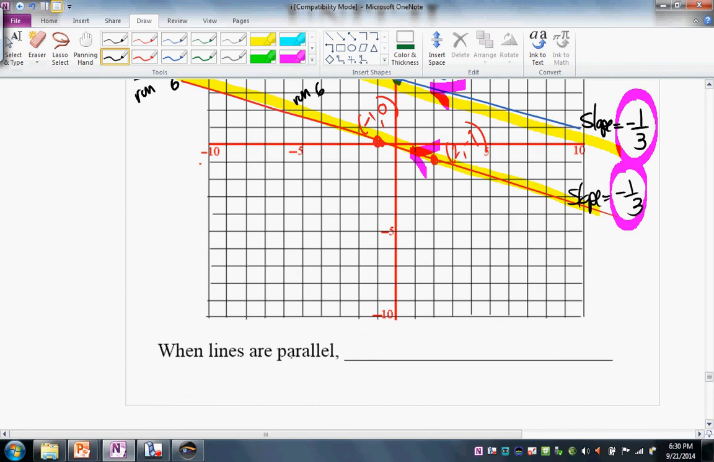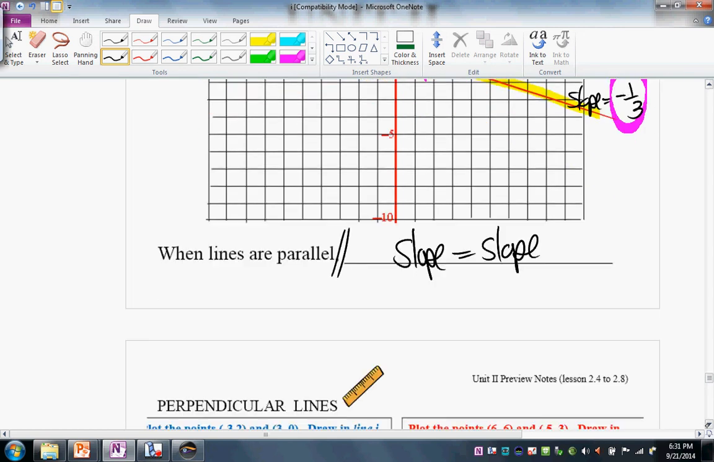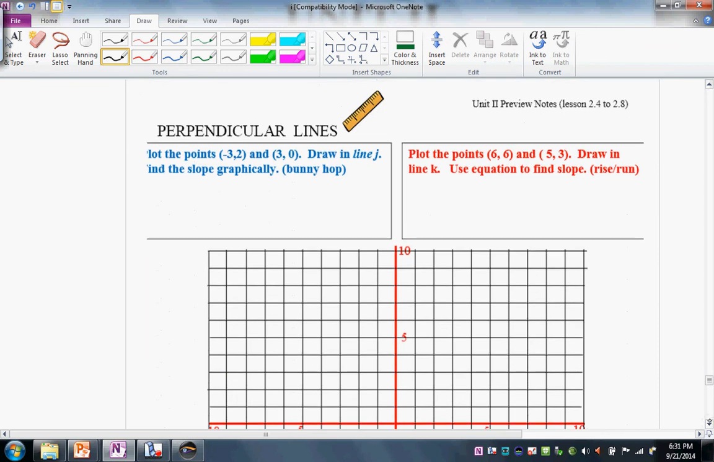So we just figured out when you have parallel lines, slope is going to equal slope. Parallel lines have the same tilt. That's pretty common sense. Keep that in mind. Say it out loud. When lines are parallel, slope equals slope. Say it again.